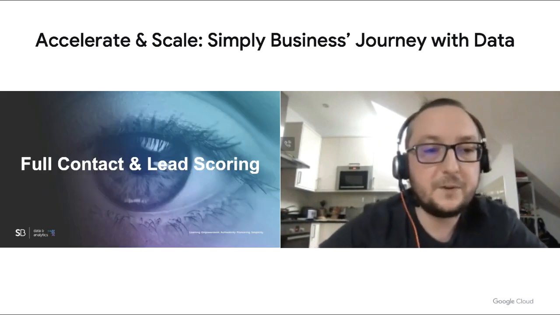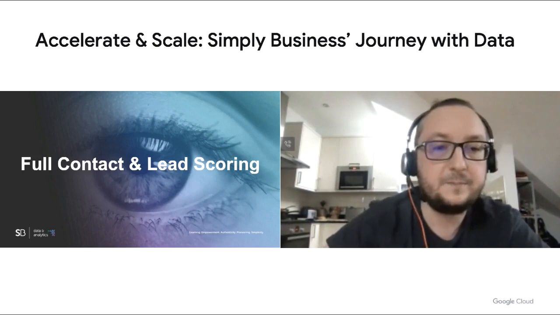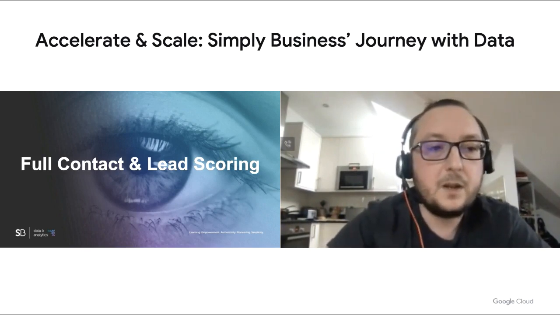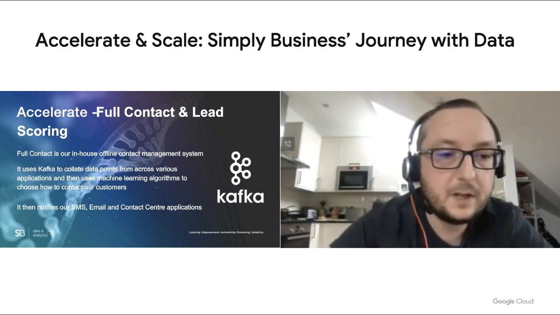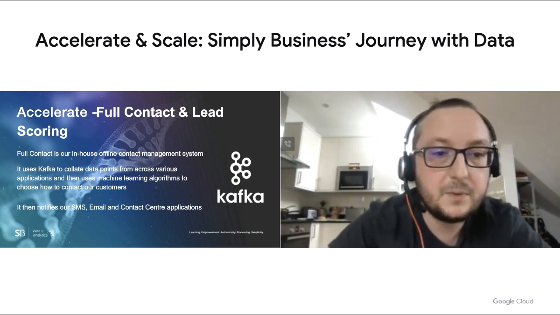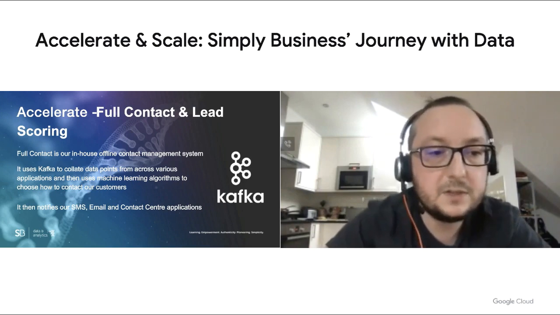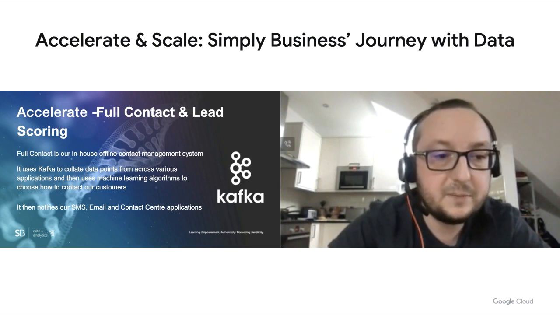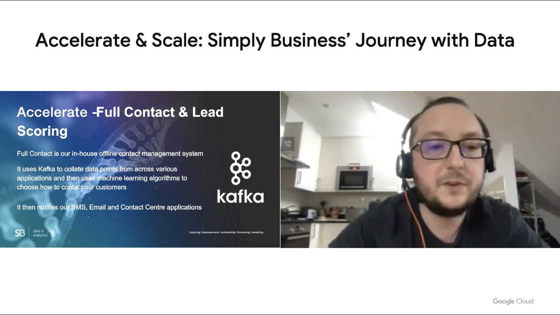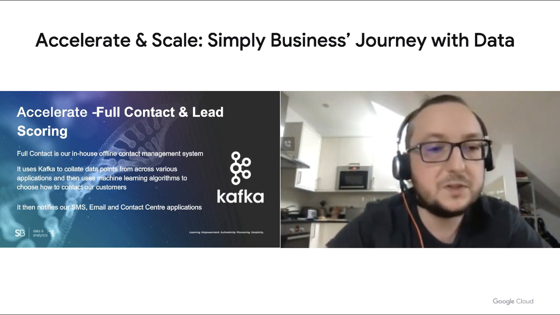Okay, another very, very cool application that we've got called Full Contact, which I'm going to talk about now. So Full Contact is our in-house offline contact management system. It uses Kafka to collate data points from across various applications, and then uses machine learning algorithms to choose how to contact our customers and when to contact them. It will then notify our SMS, email, and contact center applications with instructions what to do and when.